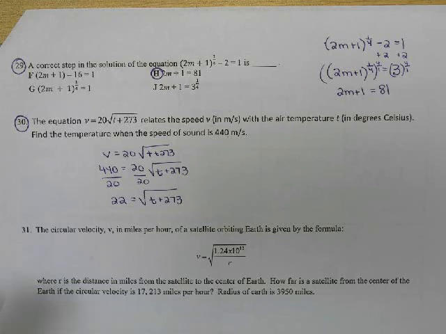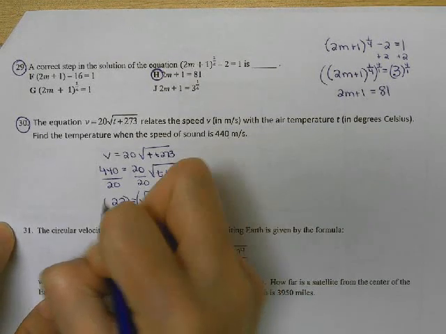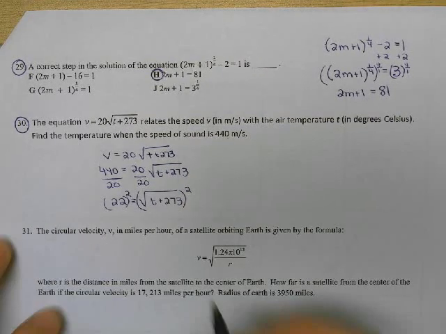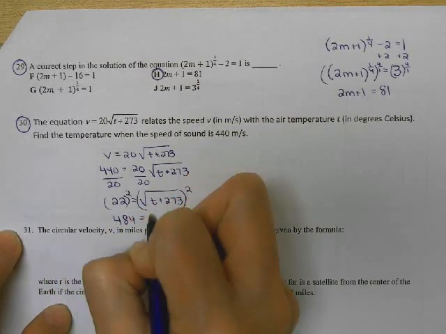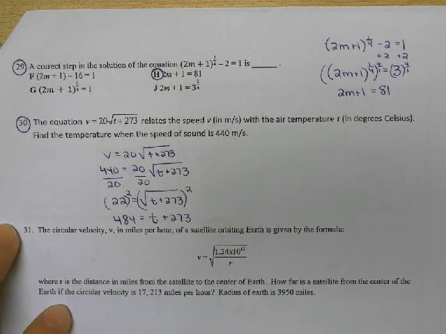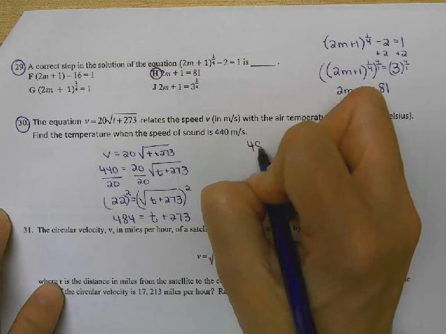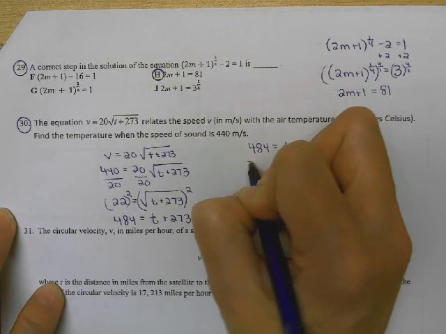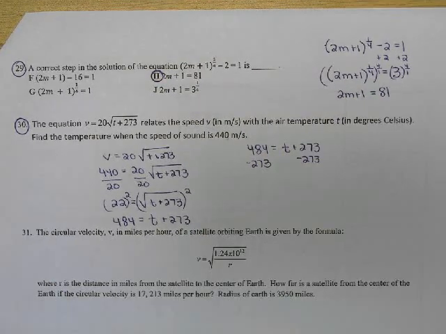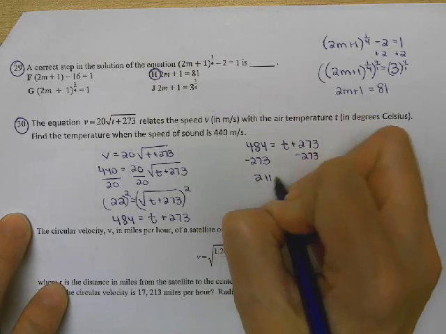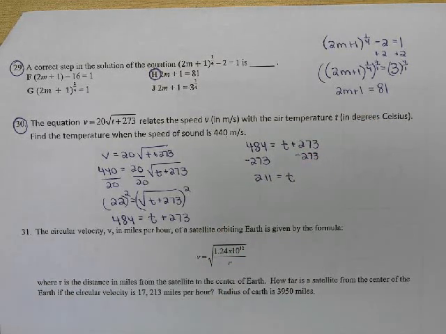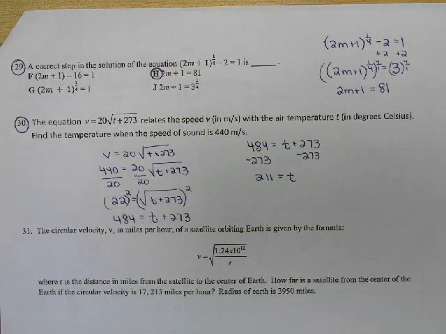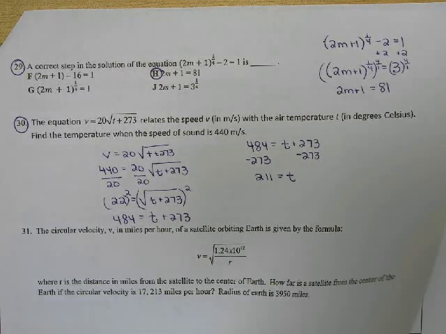The radical is by itself on one side of the equal sign, which means I can square it. So I get 484 equals T plus 273. So to get T by itself, I'm just going to rewrite it right here. I'm going to subtract the 273 from both sides. So 211 is the temperature. Okay? So that is one of each kind. So if that is enough for you, you can go ahead and stop watching the video. For those of you that would like to continue watching, I am going to go back through and finish up.